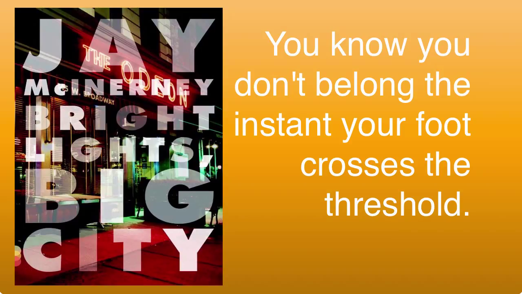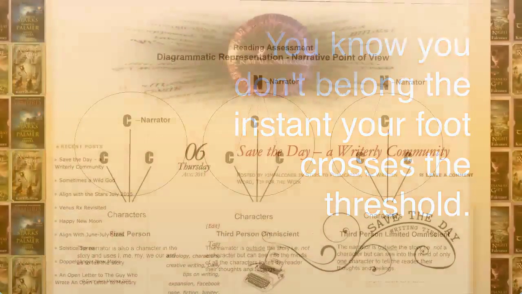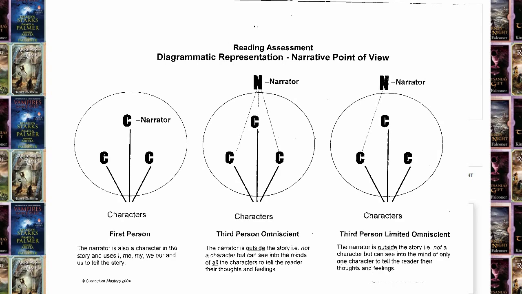Contrast that with second person. You're not going to see it much in fiction, but it does occur. Jay McInerney's Bright Lights, Big City is an example. And that same sentence in the second person would go something like this: "You know you don't belong the instant your foot crosses the threshold." It's kind of cool, but you also have to be careful, because how you portray that character is going to determine your readership's connection.